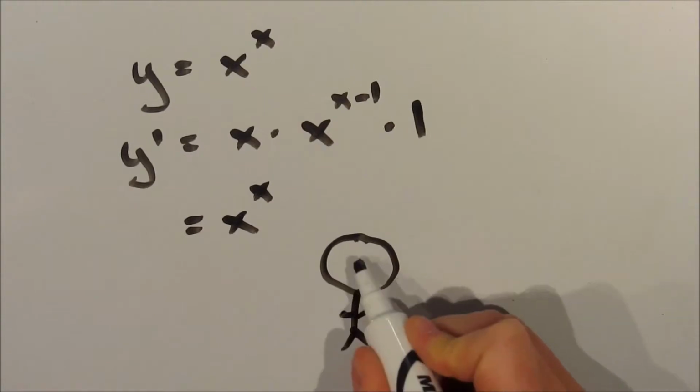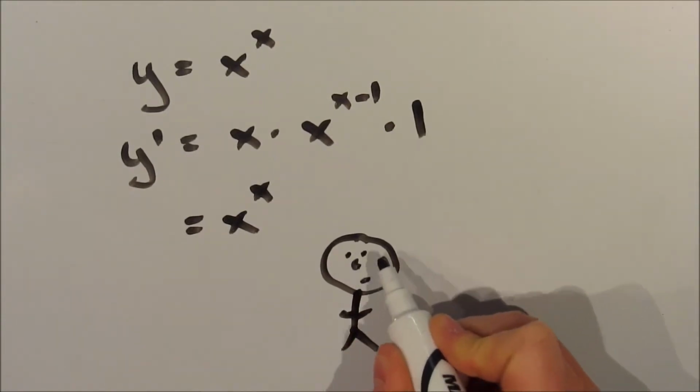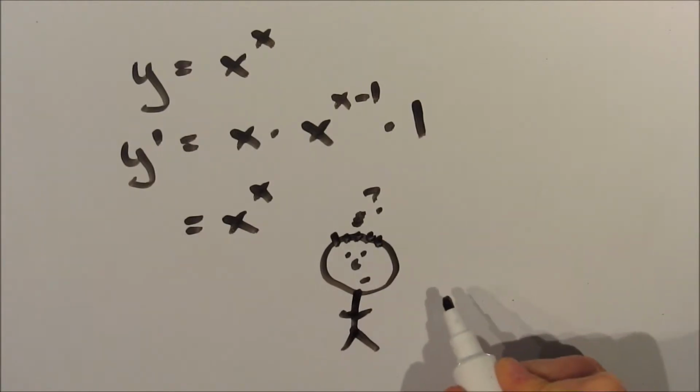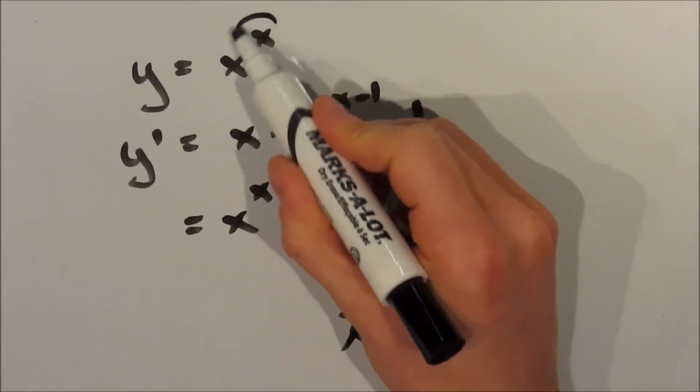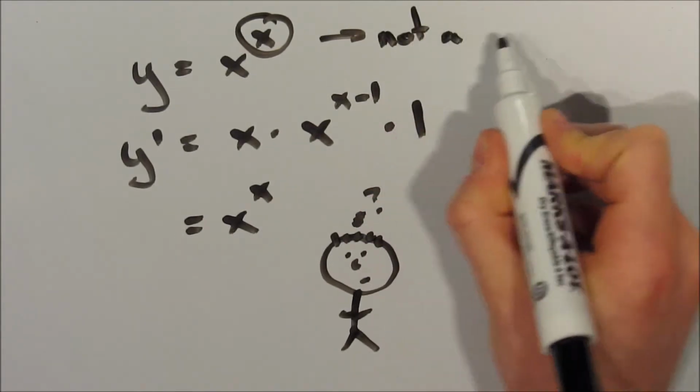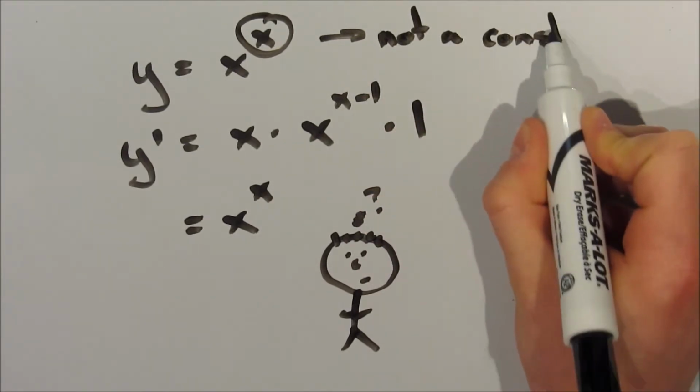So you might think, okay, that's simple, we're done, we took the derivative of y equals x to the exponent x. But this really doesn't make any sense. The reason why this doesn't work is because this x in the exponent is not a constant, so we can't use the power rule.